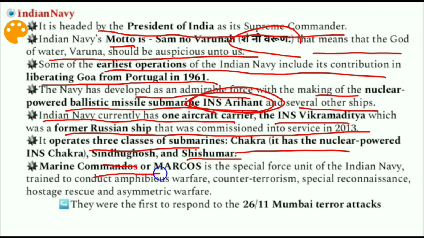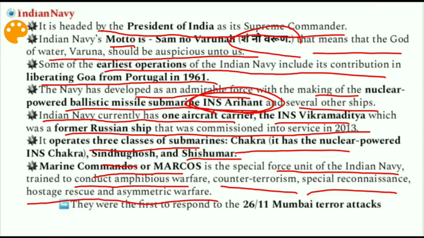Marine Commandos or MARCOS is the special force unit of the Indian Navy trained to conduct amphibious warfare, counter-terrorism, special reconnaissance, hostage rescue and asymmetric warfare. They were the first to respond to the 26/11 Mumbai terror attacks.